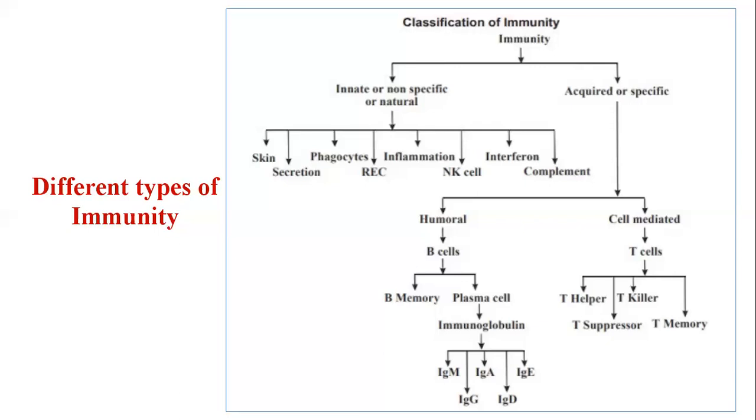So in this innate immunity, the interferons, gastric secretions, phagocytosis, reticuloendothelial cells, inflammation, natural killer cells, and the complement system are actually taking care of this innate immune system, or the natural immunity.